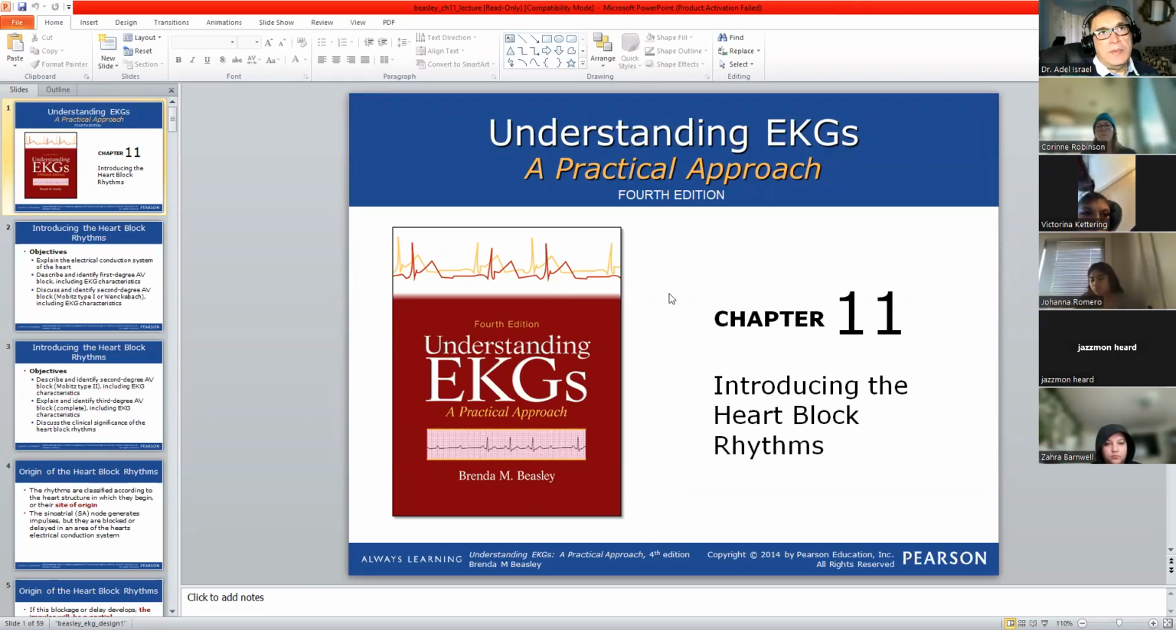Yesterday, ladies and gentlemen, we started our chapter 11 talking about heart block. And I told you, and I would like to review: number one, we mentioned that heart block can be determined by the measurement of the PR interval. And we are familiar with the normal PR interval range between 0.12 to 0.20 seconds. Any delay of this conduction may be physiological, or it may be pathological.